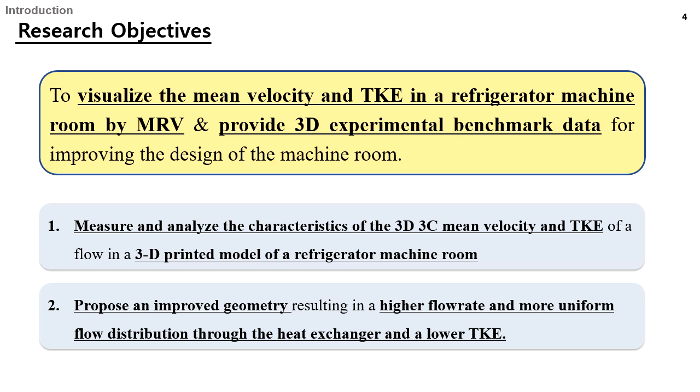Therefore, the objective of this research is to visualize the mean velocity and decay in a refrigerator machine room by MRV and provide 3D experimental benchmark data for improving the design of the machine room. In more detail, we aim to measure and analyze the characteristics of the 3D and 3C velocity and decay of a flow in a 3D printed model of a refrigerator machine room. And we wanted to propose an improved geometry with higher flow rate and more uniform flow distribution through the heat exchanger and lower decay.